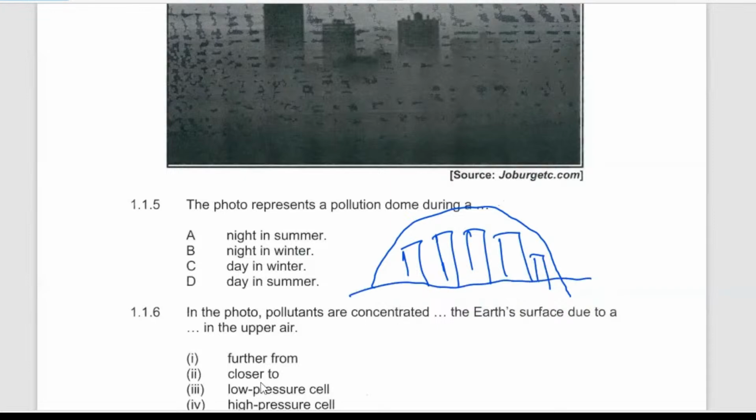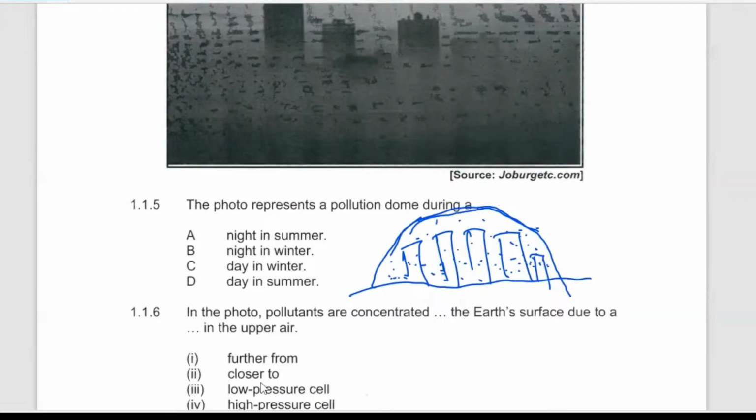So what is happening is the pollutants now are concentrated. If we see now, the pollution dome has lowered. It's now just above the tallest buildings. Meaning to say, it's now compressing the pollutants, and they are concentrated closer to the ground surface, affecting the residents of the urban area.